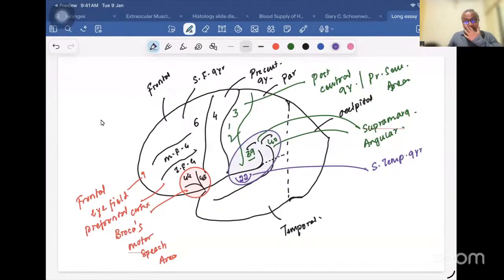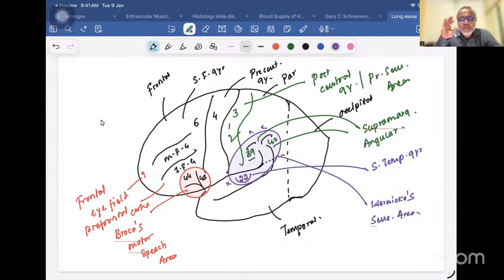Right? Now, this is what we will refer to as the Wernicke's sensory area. If Broca's speech area is responsible for spoken language, formation of words, Wernicke's area is responsible for comprehension of language by hearing, by vision, and by touch. That is why we refer to this area as the Wernicke's sensory speech area.